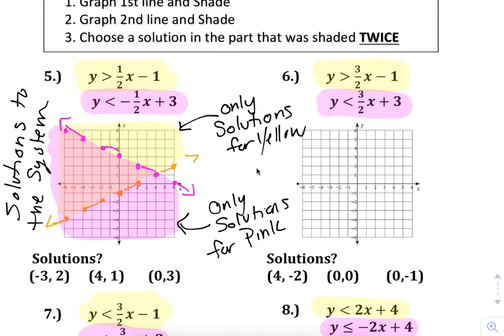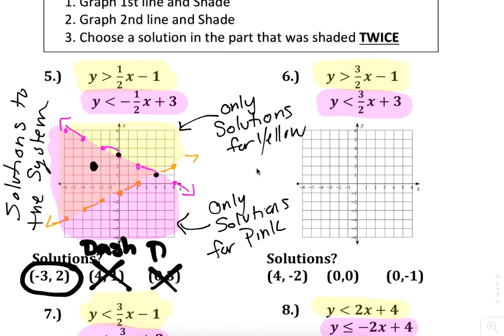Okay, so let's check our points. First one that we're checking is -3, 2. That's right here. I'm going to go ahead and circle that one. He is a solution. He's in the mixed area. He works for both. What about 4, 1? He's on the edge, but because he's on a dashed line, we're going to cross him off. I'm going to write right above it, he's a dash, he does not work. Same thing with 0, 3. He's on the border, but because he's on a dash, we are not going to include him.